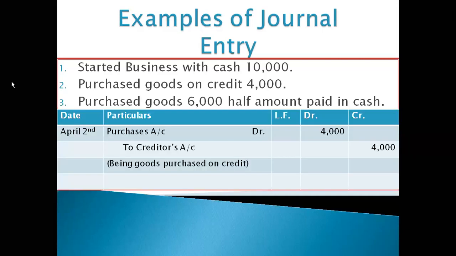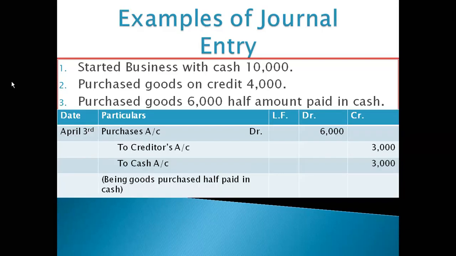The next example is purchased goods on credit 4,000. Purchases account, the narration is being goods purchased on credit. The next entry is purchased goods 6,000, half amount paid in cash. So April 3rd, purchases account debit 6,000 to creditors account and to cash account 3,000 and 3,000. So the narration would be being goods purchased and half amount paid in cash.